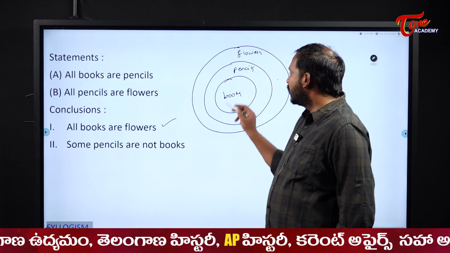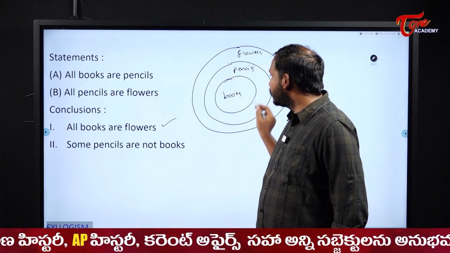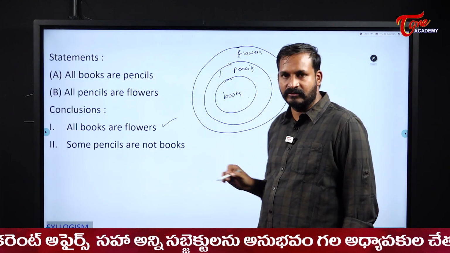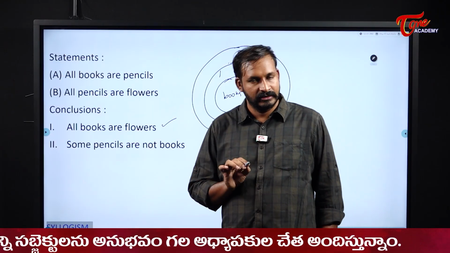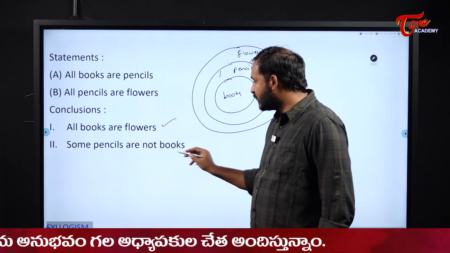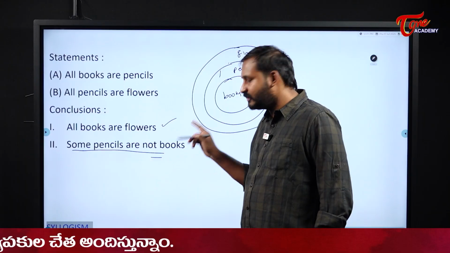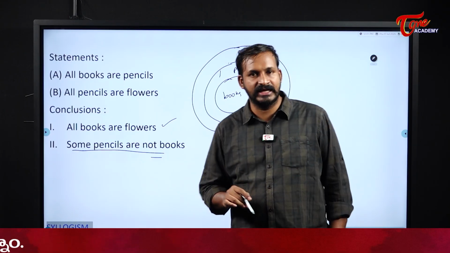Now see here, according to the basic diagram, you may think that some pencils means this complete some pencils. Obviously, yes, sir, it is not completely intersecting. So there are some pencils which are not books. Okay, I accept that one. But this is a negative conclusion, right? Some not. According to the basic diagram, this is true. I accept that one. But this is a negative conclusion. Yes, sir, this is a negative conclusion.